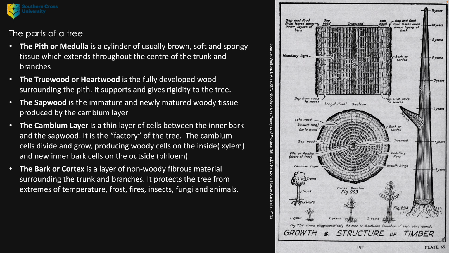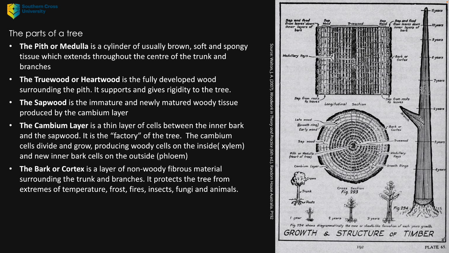So again, the cambium layer is a thin layer of cells between the inner bark and the sapwood. That's the factory of the tree. The cambium cells divide and grow, producing woody cells on the inside. So that's the xylem. Now, again, we're using a lot of terms here. So xylem also can be called the sapwood. And the new inner bark cells on the outside, which are the phloem.